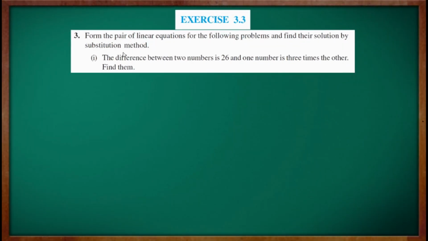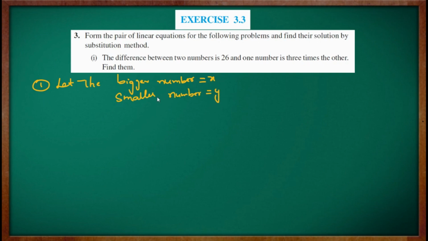So to find the numbers, we don't know the numbers. I will assume the bigger number is equal to x. I don't know the two numbers, so I am assuming the first number as x and the smaller number is equal to y. What is the first condition, students? The difference between the two numbers is 26. Difference means subtraction, equal to 26. So always in maths we have to subtract the smaller number from the bigger number. So I am taking this as the first equation.